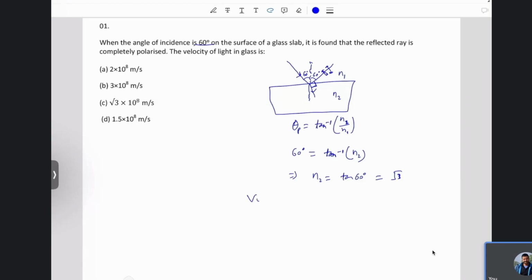Now what is the velocity of light for a medium whose refractive index is n2? So you know that refractive index is defined as the velocity of light in the medium divided by the velocity of light in the vacuum, right? Yeah. So the velocity of light in the medium is simply refractive index into speed of light. Oh, sorry, sir.